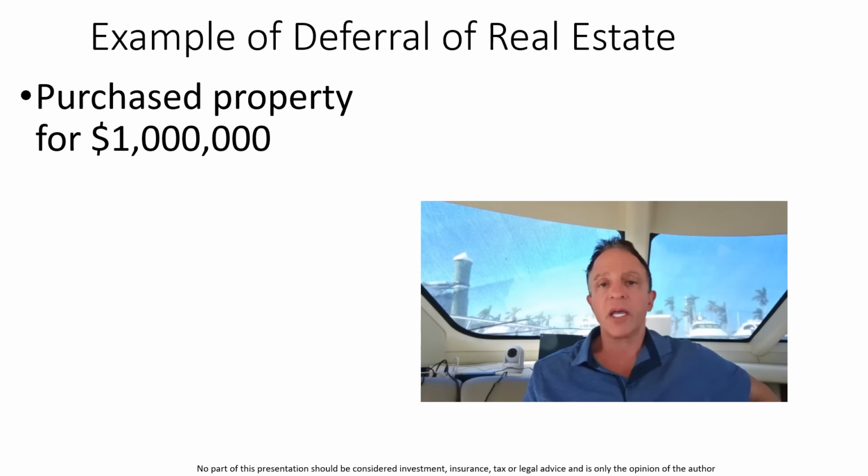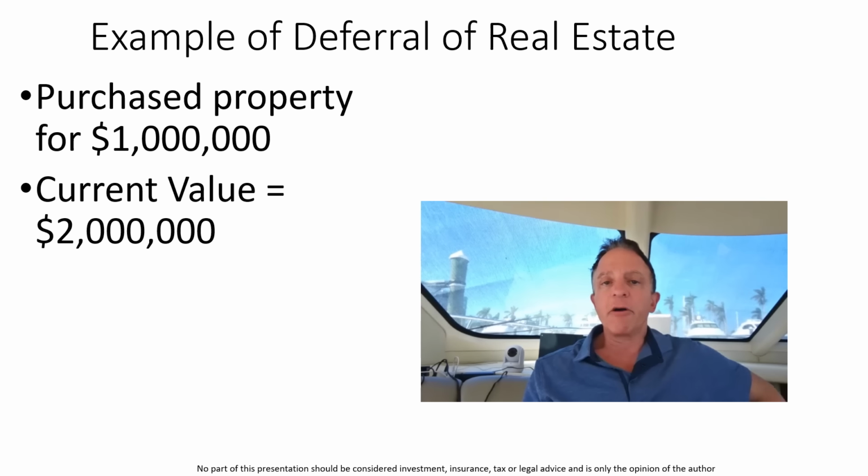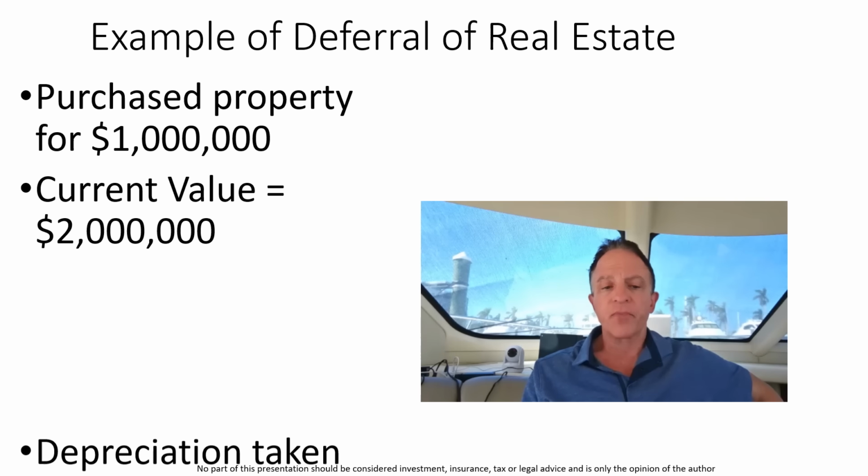So you can't use art, you can't use gold or silver, you can't use collectibles, you can't use automobiles. You can use real estate, you can use a business, you can use stocks and bonds, mutual funds, ETFs, that's fine. So we're going to use the example, $1 million piece of property. We bought it for $1 million and now it's worth $2 million.